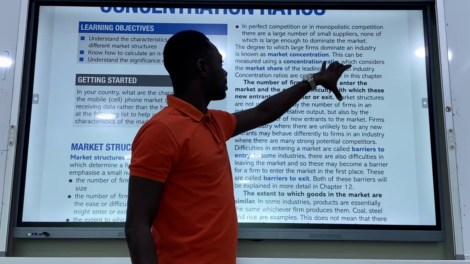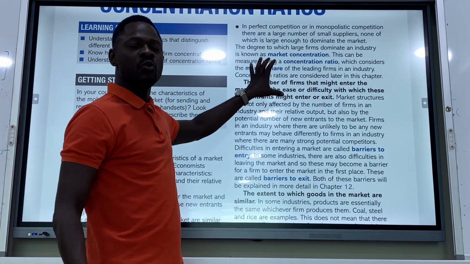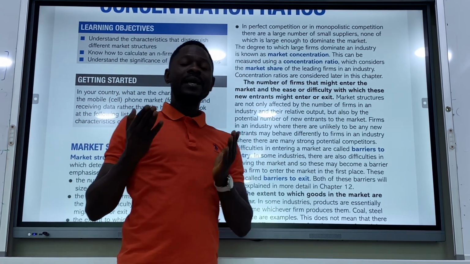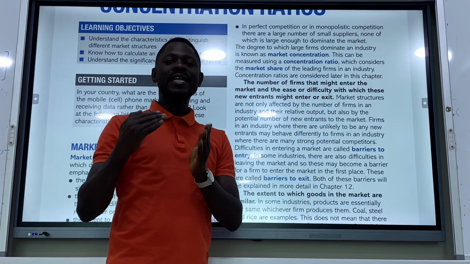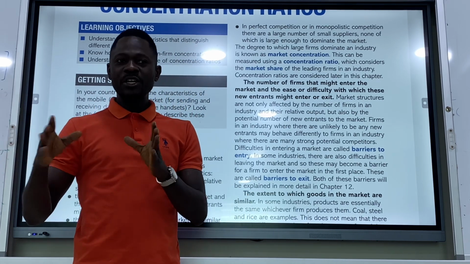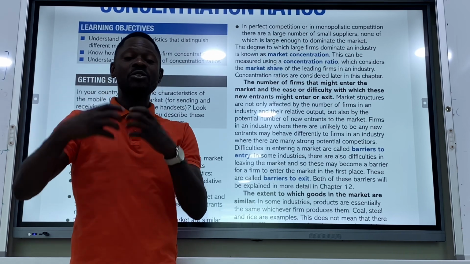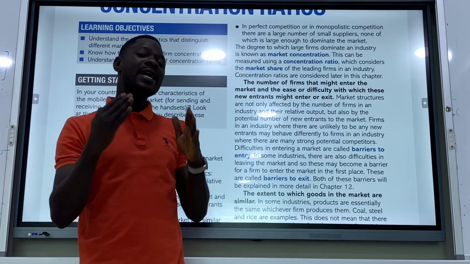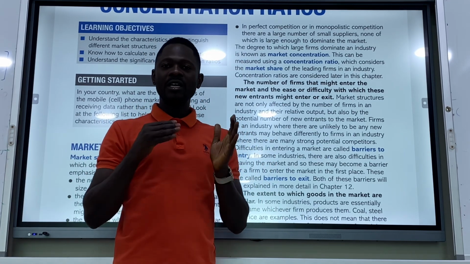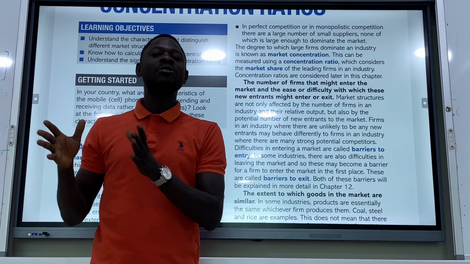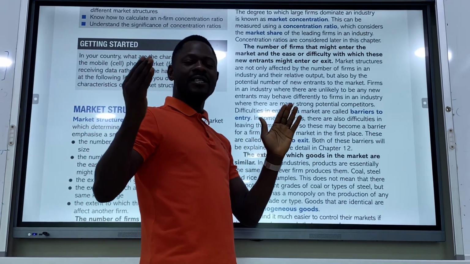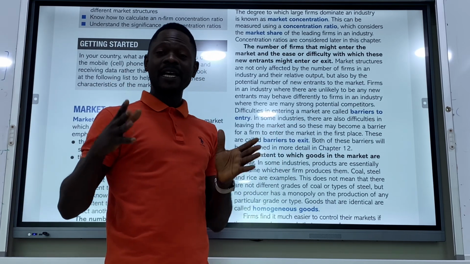This can be measured using the concentration ratio, which we get to know through the market share. Market share is the total brand sale divided by the total market sale, multiplied by 100. So the market concentration we get to know through each brand. The brand that has the highest percentage when using the market share calculation is the one that has the market concentration.